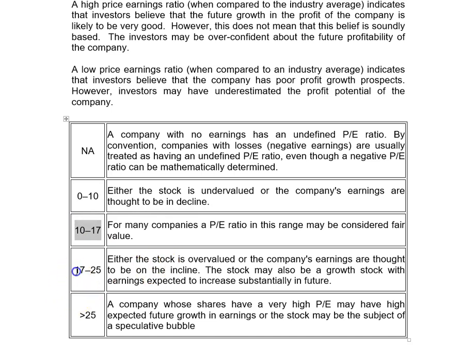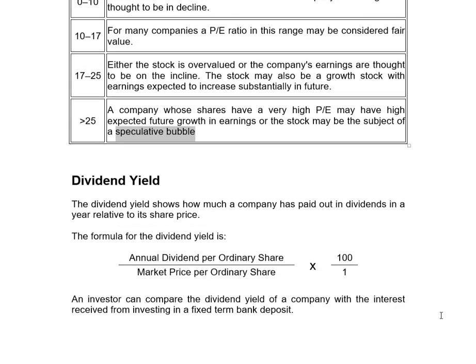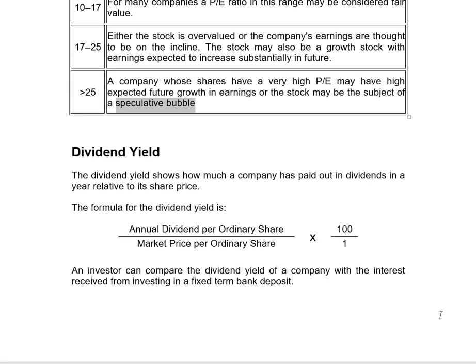If it is 17 to 25, then the stock can be overvalued, and they can call it a growth stock as well, because customers or investors are generally very confident in the company's performance. But if it is more than 25, then sometimes we can say that there is a very, very high expected future growth in earnings. It may be subject to a speculative bubble, and the problem with the bubble is that it may burst. Okay, let's go to the final ratio for this category.